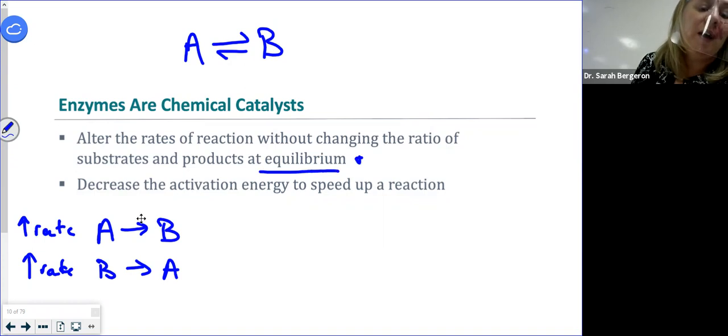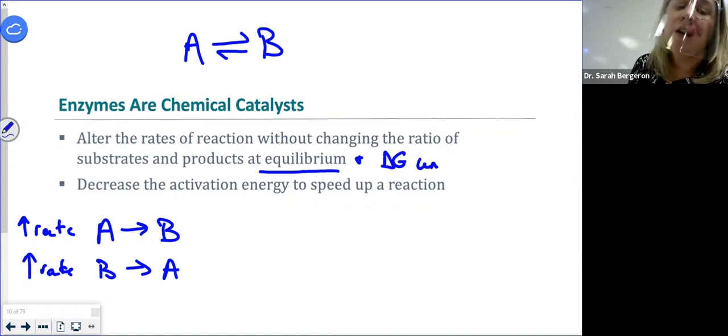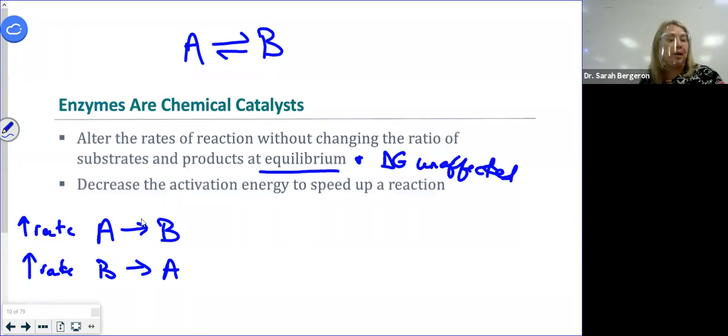What is also unaffected? Delta G is unaffected. So the equilibrium ratios and delta G are completely unaffected, completely. So how do they do it? How do enzymes speed up either the forward or reverse reaction? And it's all about the activation energy.